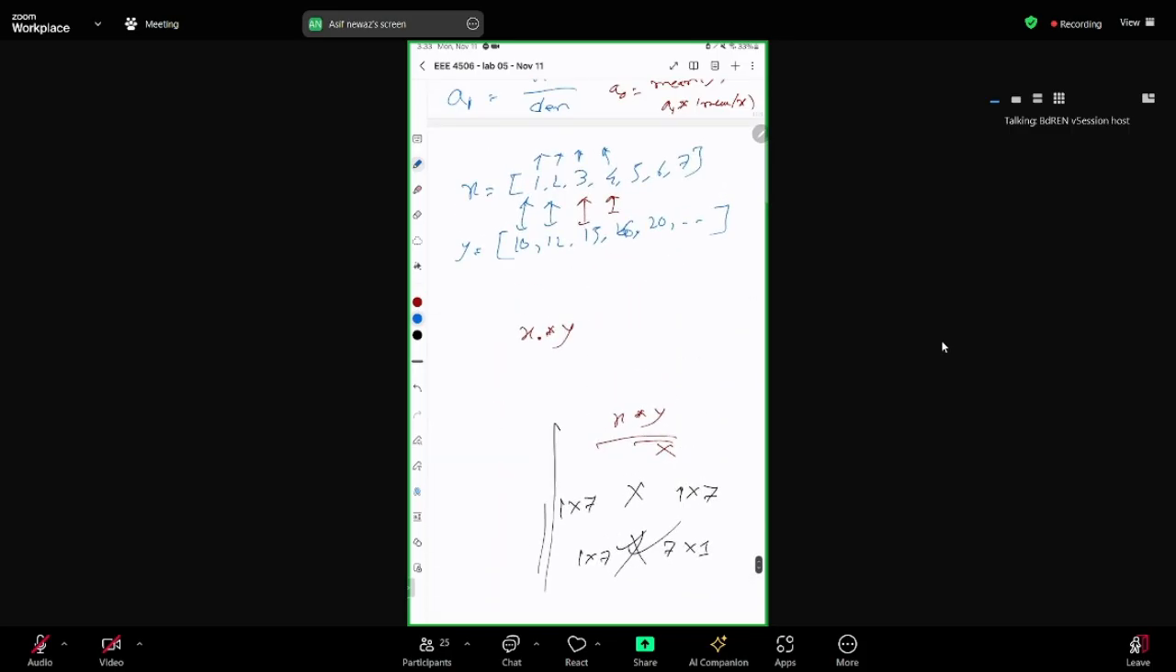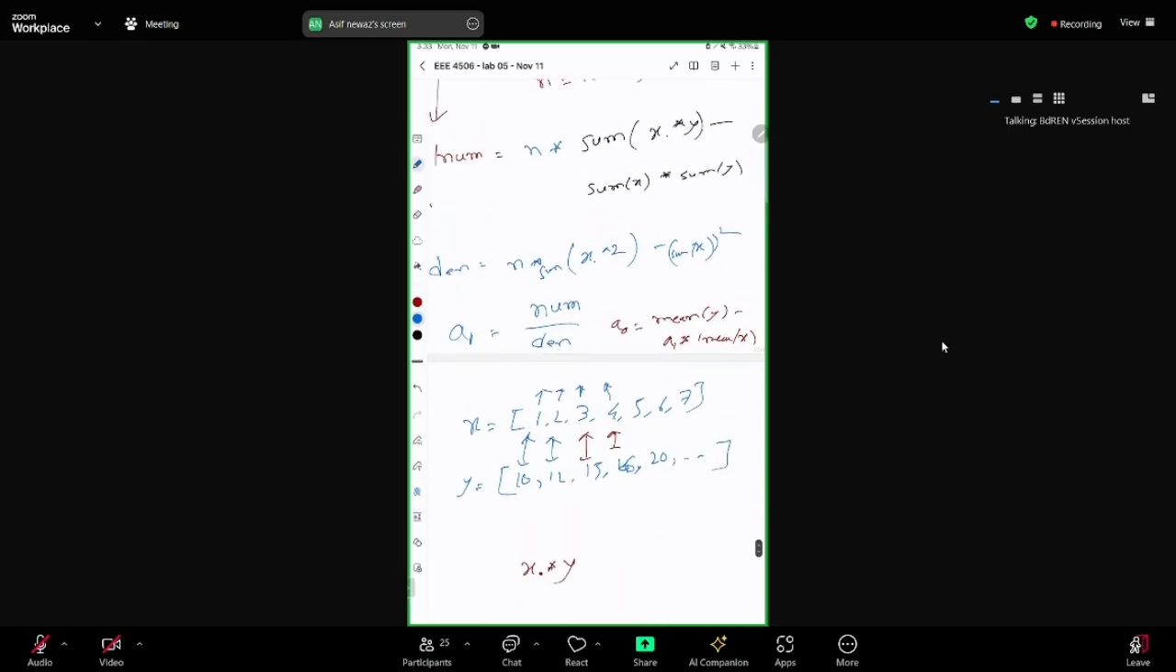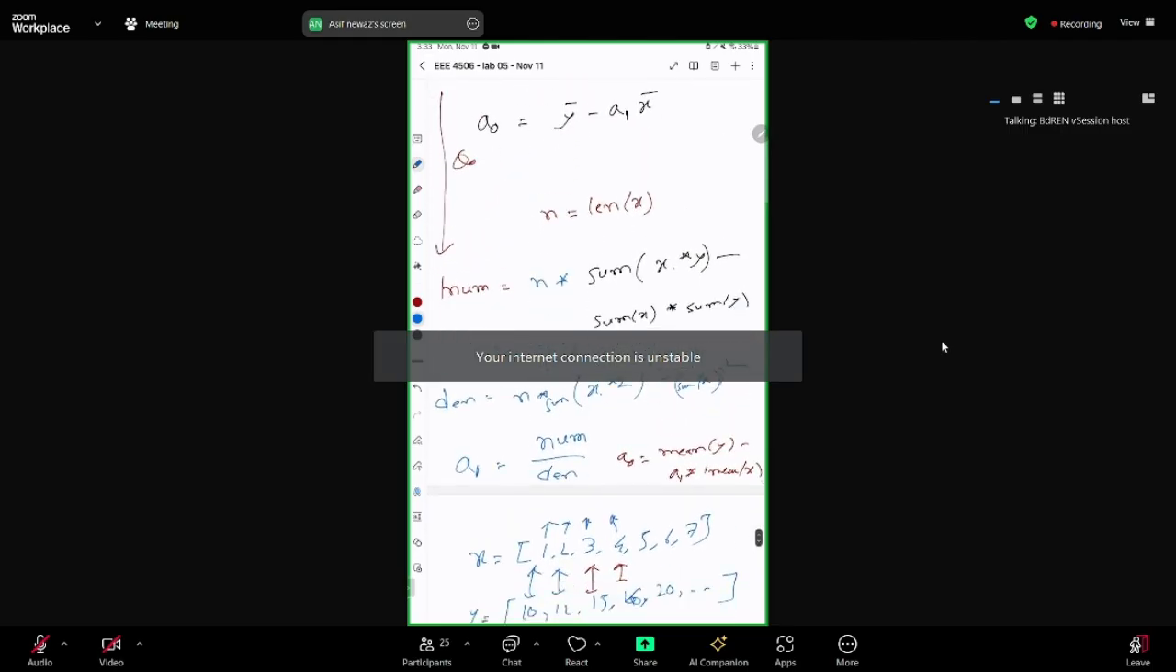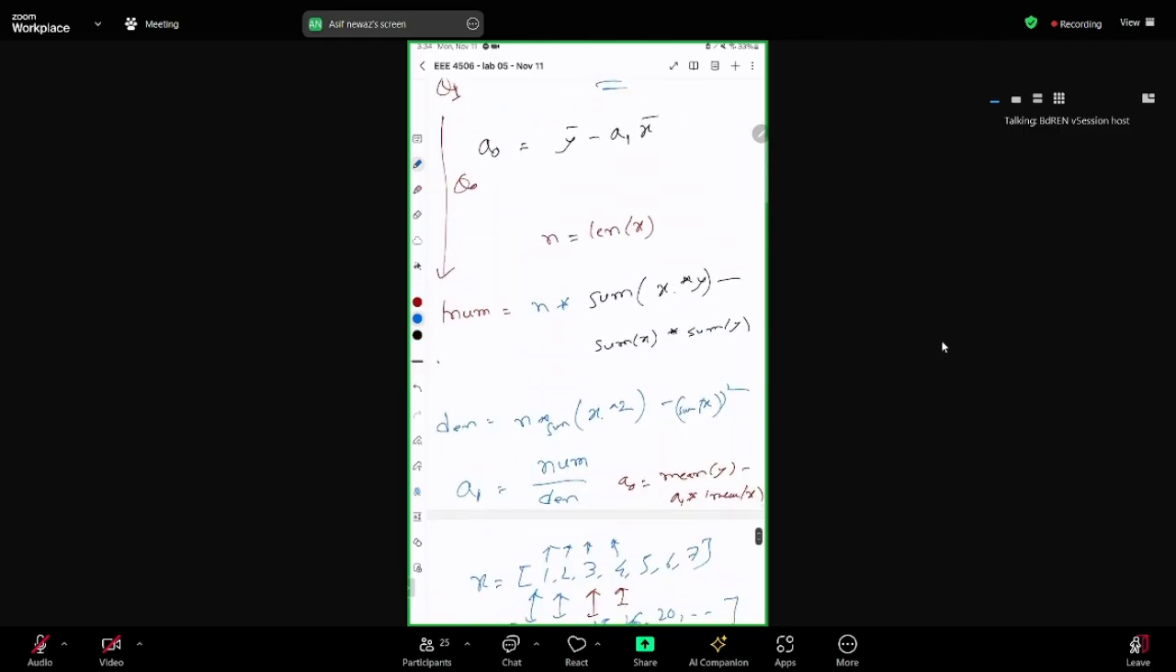So now please go to your MATLAB. If you look at your lab manual, there are values given. X and Y data points are given to you in a table in the demonstration. Take the X values in an array, take the Y values in an array, and using the way I just showed, directly try to find the values of A0 and A1. It should match with the value that is given there.